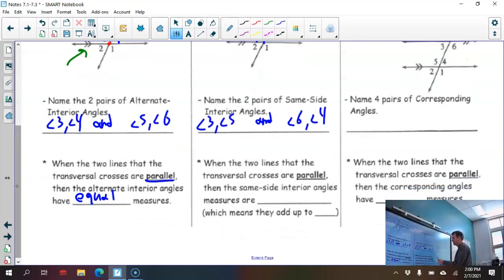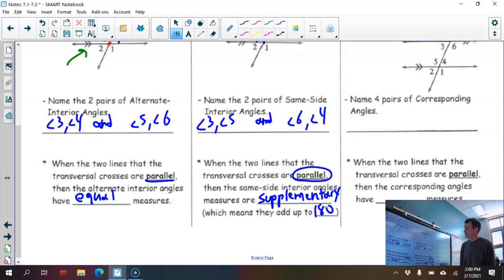And when the two lines that the transversal crosses are parallel, then the same side interior angles measures are supplementary, which means they add up to 180, right? So angle 3 and angle 5 add up to 180, and angle 6 and angle 4 add up to 180.